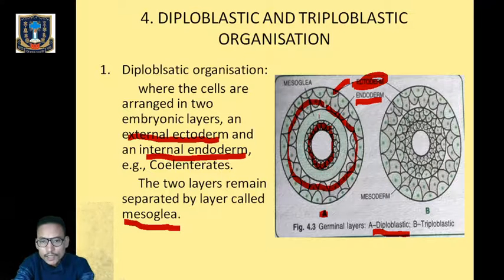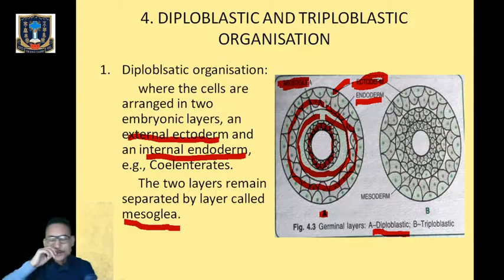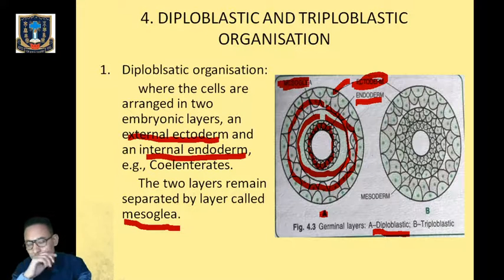The ectoderm and the endoderm are separated by a layer. This particular layer is over here, and it is called the mesoglea. So the mesoglea will mainly separate the ectoderm and the endoderm. The presence of two embryonic germ layers will make the organisms diploblastic in nature.